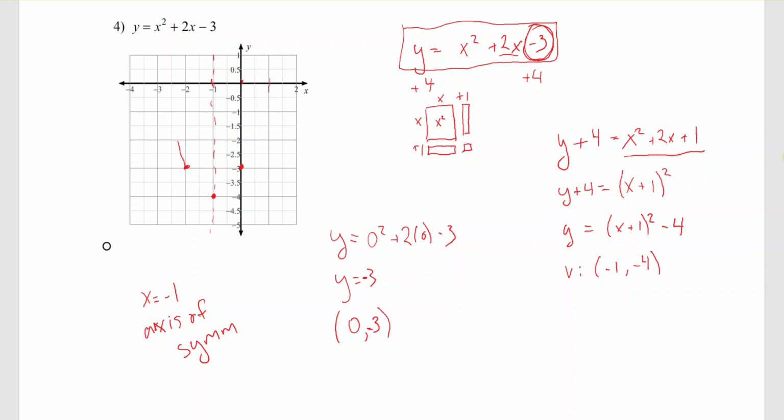And now we can graph our parabola like this. And we knew it opened up as well because our x squared term was positive.